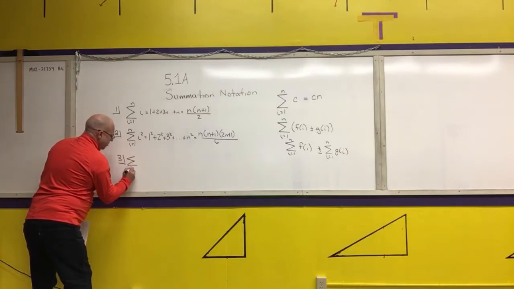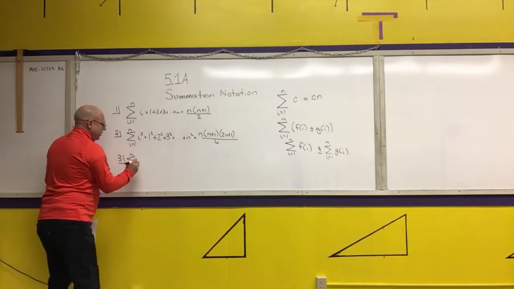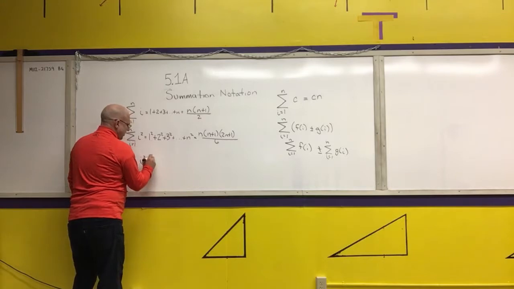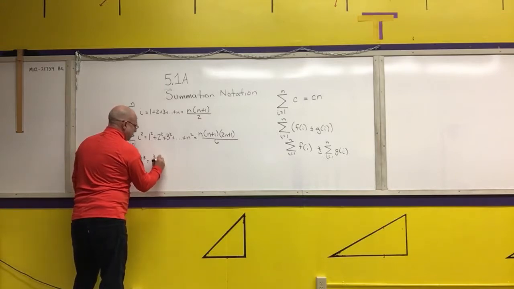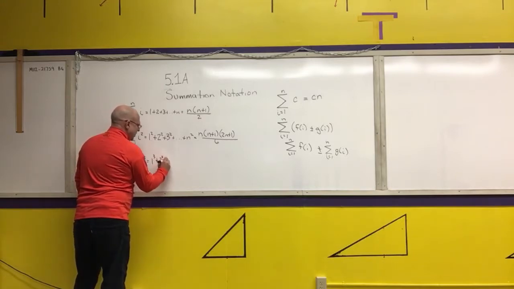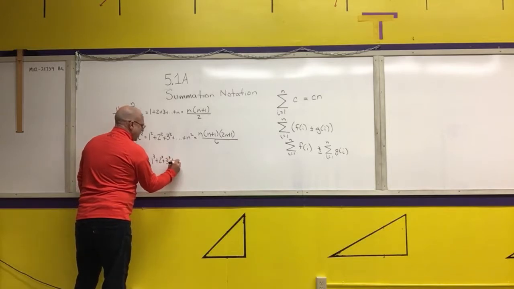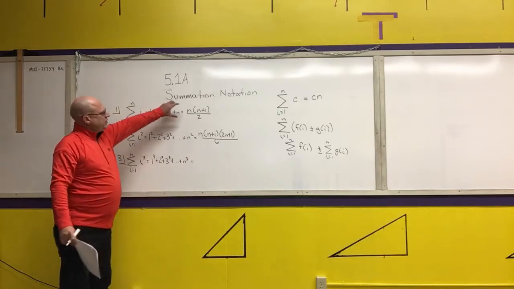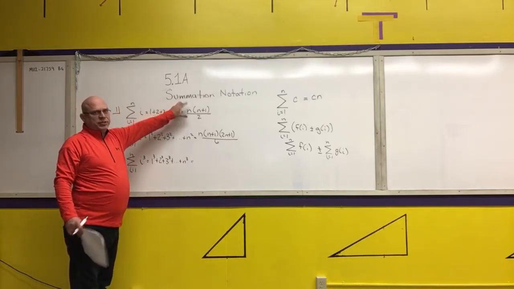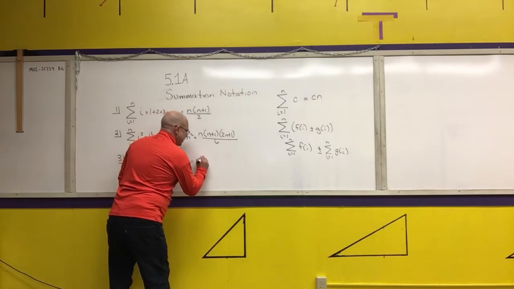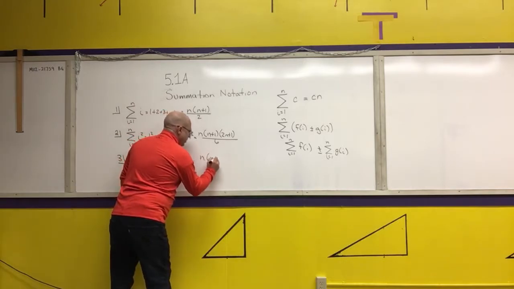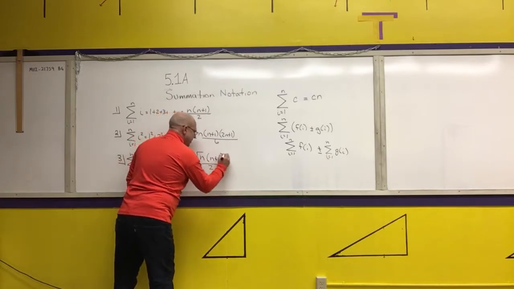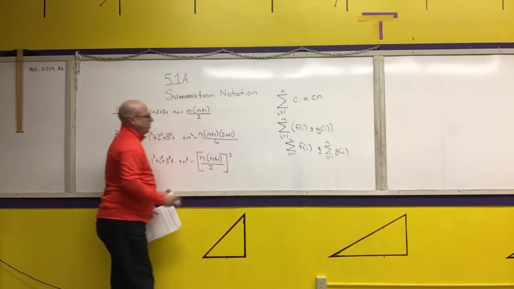So I get the sum from i equals 1 to n of i cubed. That's the same thing as 1 cubed plus 2 cubed plus 3 cubed all the way to n cubed. And it's going to look very similar to the sum of the first integers, where it's n times n plus 1 all over 2, but this whole quantity is squared.